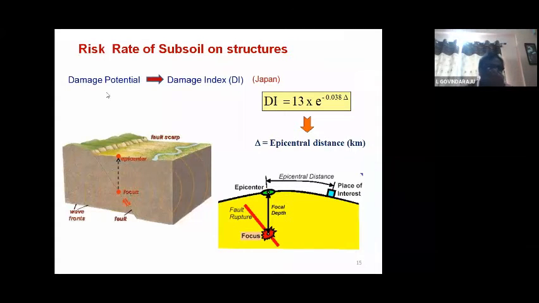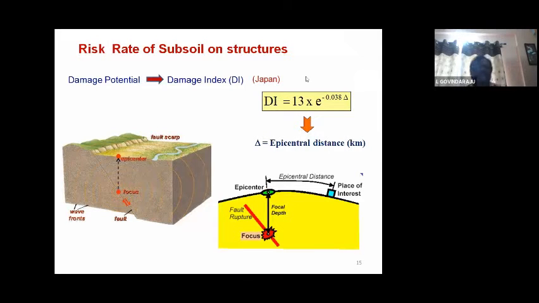See, one thing we have to see, as you all know, and it is well understood, is that the subsoil has a great role in the response or behavior of the structure. Definitely, one can estimate the risk rate. That's very, very important here. But nobody is making an attempt to quantify the risk rate of subsoil on structures.